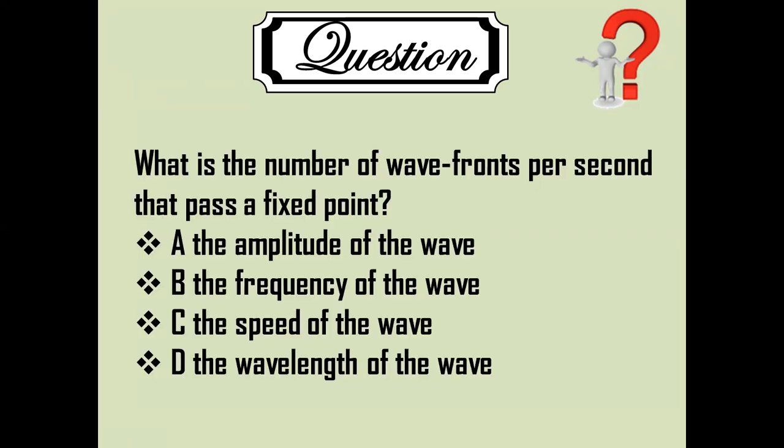What is the number of wave fronts per second that pass a fixed point? If the number of fronts passing through a fixed point per second, what is that called? So B is our correct answer here, the frequency of the wave.